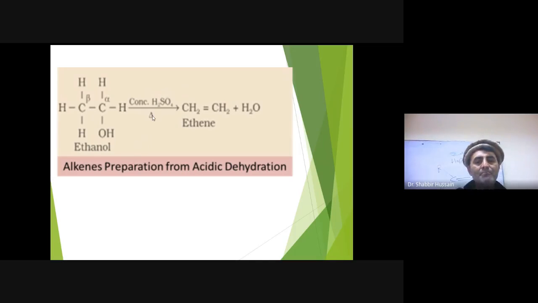So basically when alcohol is treated with concentrated sulfuric acid and heated at about 170 degrees centigrade, then through dehydration alkene forms, right? So you can prepare ethene from ethanol: when heated in the presence of concentrated sulfuric acid, ethene forms through dehydration.